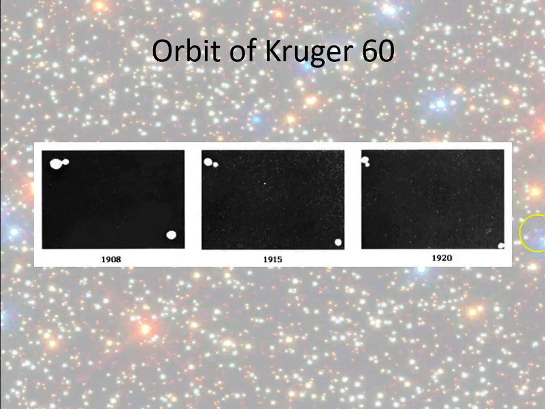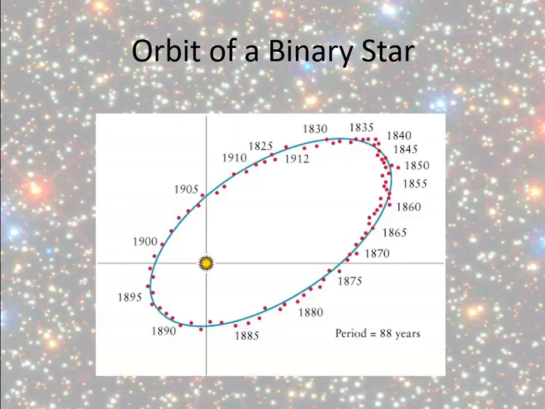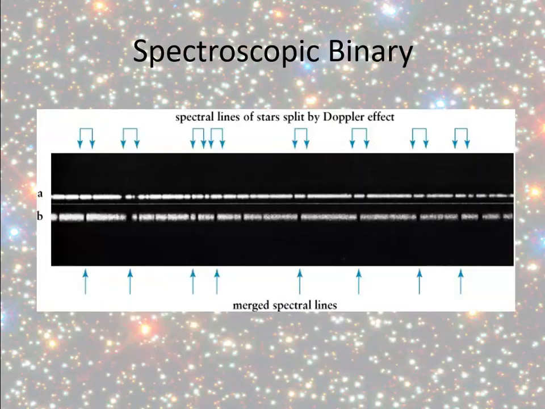So here's another binary star, Kruger 60. So you can see actually over time how one of the stars moves around the other. This would be a visual binary. In other words, you can actually see that it's two separate stars in a telescope. In fact, here you can tell kind of an orbit of a system of stars.